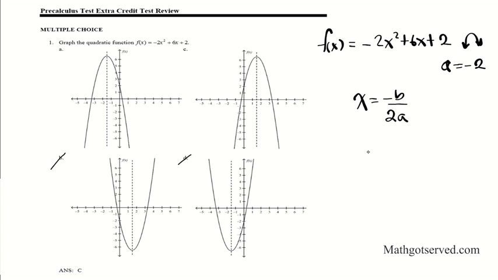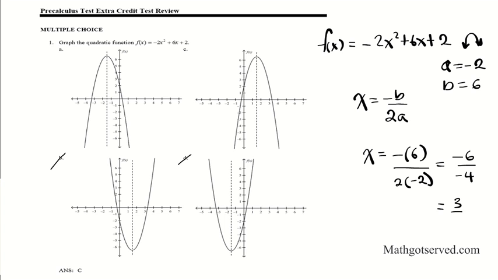Okay? So a is negative 2, b is 6. So we're going to plug in these two. So x is going to be negative 6 divided by 2 times negative 2, which is negative 6 over negative 4. And if you divide that out, it reduces to 3 over 2, which equals 1.5. All right? And that's a positive number, so 1.5 here corresponds to the x coordinate of the vertex. So our answer is option C. All right? Okay, moving along.